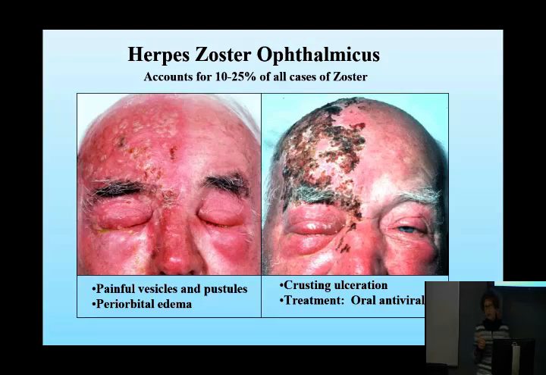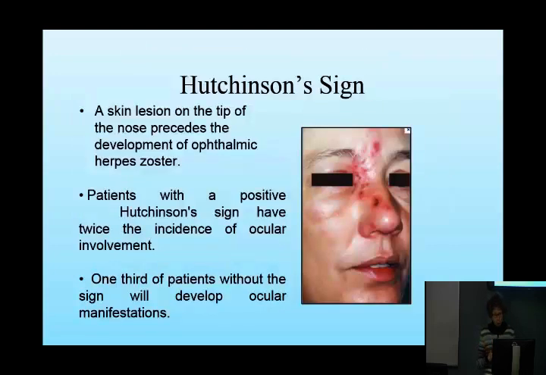The rule of thumb is there's something called the Hutchinson sign, and the Hutchinson sign is if it gets to the tip of the nose, the odds of it going into the eye are quite high. It doesn't mean it is going to for sure go in the eye, but they're definitely at a greater risk. 1/3 of patients without Hutchinson sign can still get it in their eye. But if you have Hutchinson sign, you're twice as likely to have the zoster go into your eye.